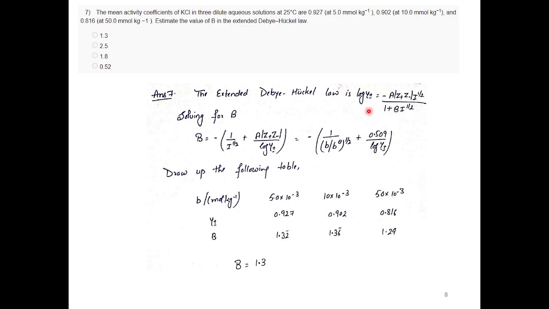the extended Debye law, where log gamma plus minus equals minus A z plus z minus into root over I, divided by 1 plus B I to the power half. This is the value for gamma plus minus, and from there if you solve for B, that is equal to minus 1 by root over I plus A z plus z minus by log of gamma plus minus. If you do the calculation, you get this B value around 1.3, right? So like this way you have to do this equation.